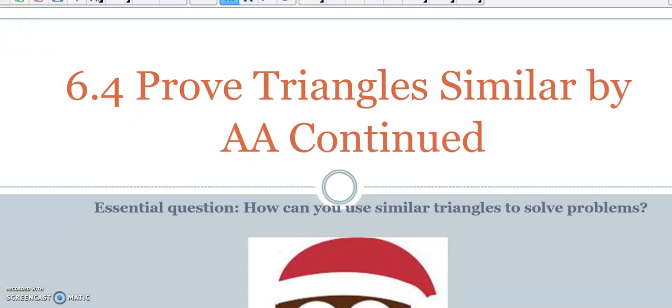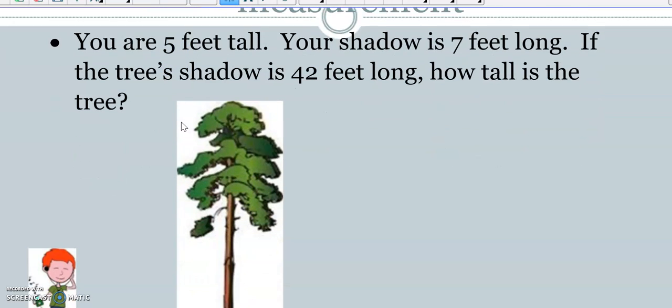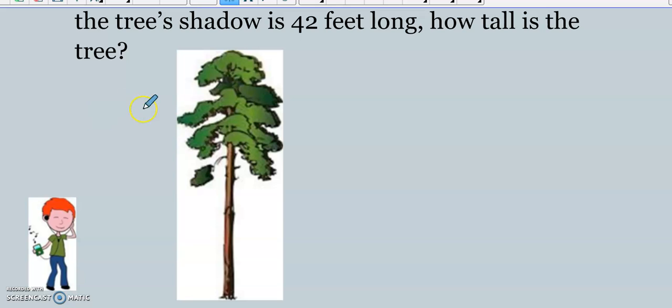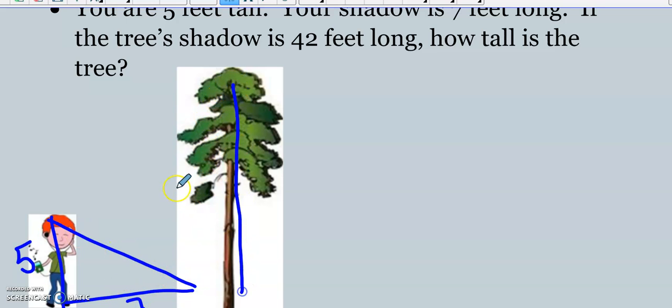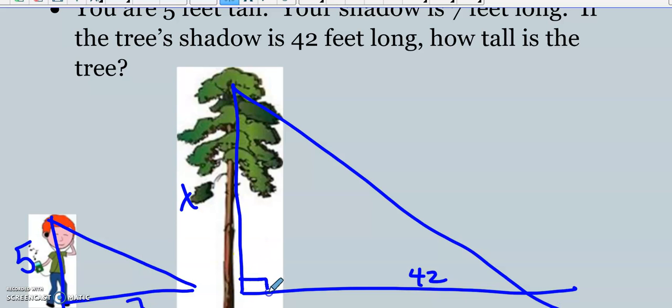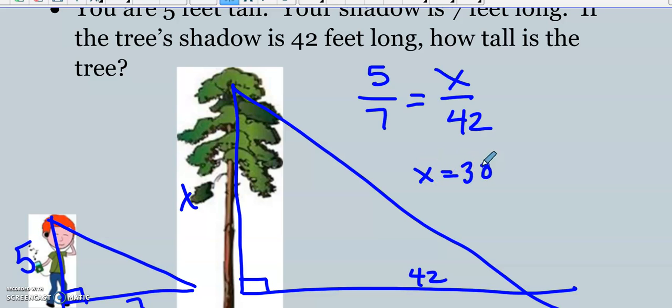All right, let me do a couple word problems with you. The first one you're going to see using angle, angle is the shadow of a tree. So they're saying that you're 5 feet tall and you cast a 7-foot shadow. At the same time, a tree casts a 42-foot shadow. And so you can see you have similar triangles. They both have 90-degree angles with the ground. The sun is hitting them at the same angle, so we have angle, angle. So you could say you are to your shadow as the tree is to its shadow. Cross multiply, and I believe the tree turns out to be 30 feet tall.